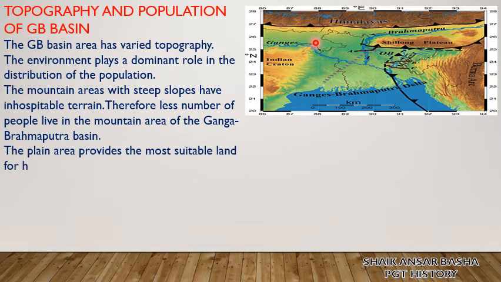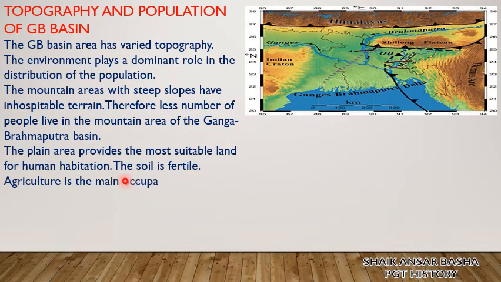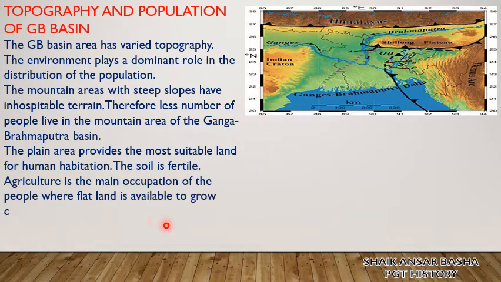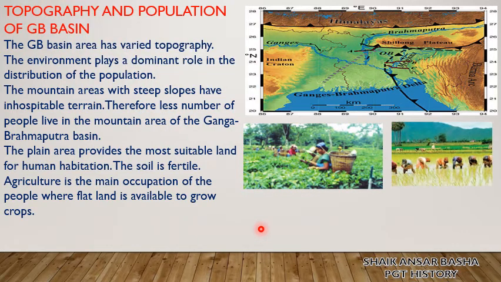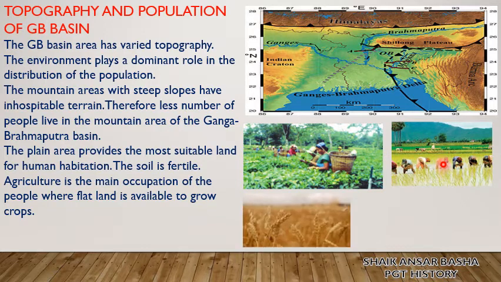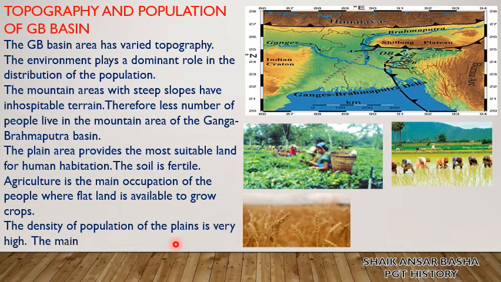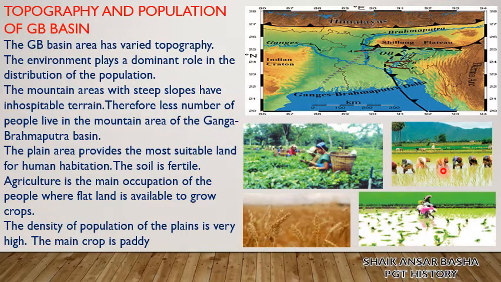The plain area means UP, Bihar, and then Madhya Pradesh and Punjab, Haryana. These are the places where we can find a good number of people. The soil is very fertile in this basin, and agriculture is the main occupation of the people, where flat land is available to grow crops. Paddy is the main crop here, and wheat is also grown to some extent. The density of population of the plains is very, very high. The main crop is paddy. See how the paddy transplantation is taking place.